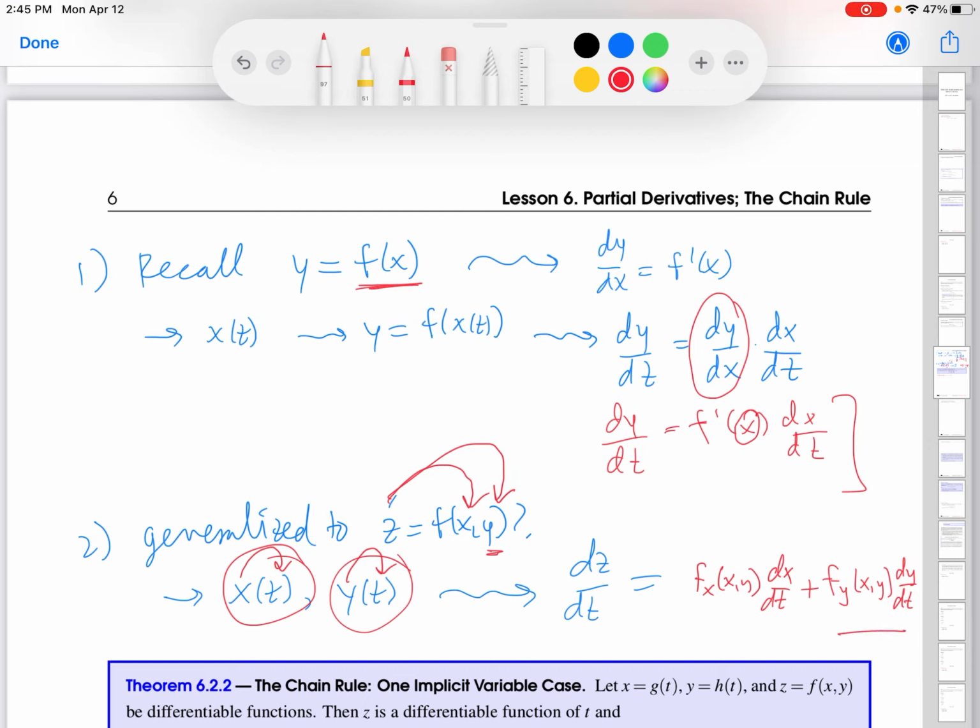All sorts of questions you could come up with. You could say, why am I adding? Why don't I multiply? Why don't I, I don't know, add the square? And those are all very good questions. And just like in single variable calculus, the derivation of the chain rule takes quite a little while.